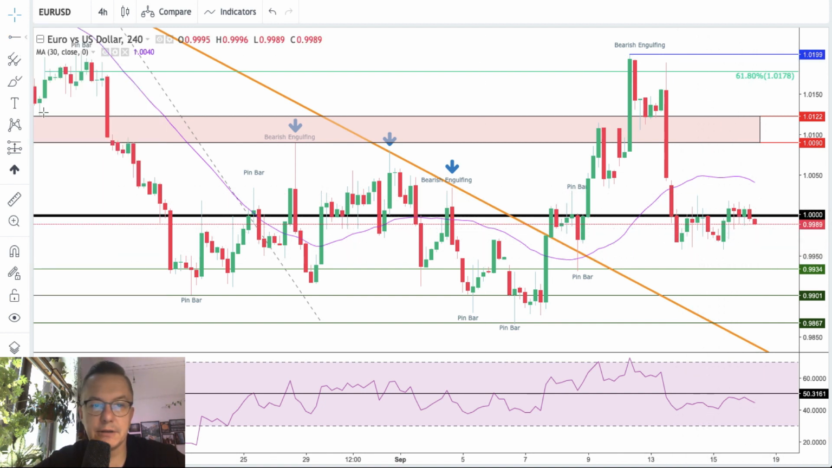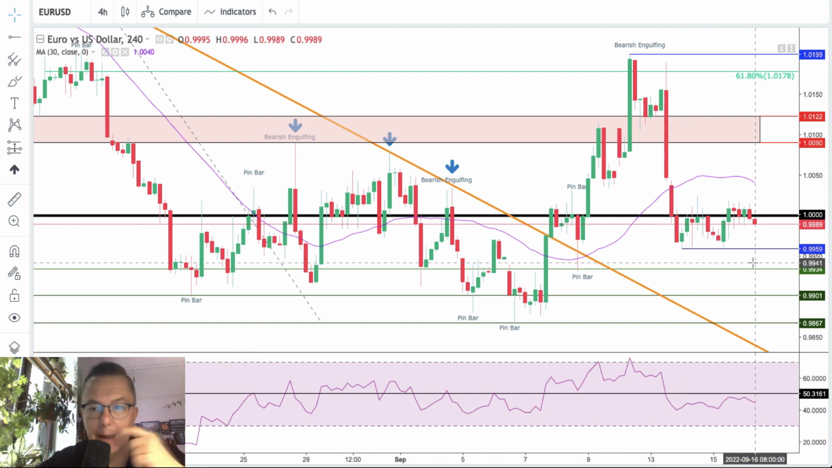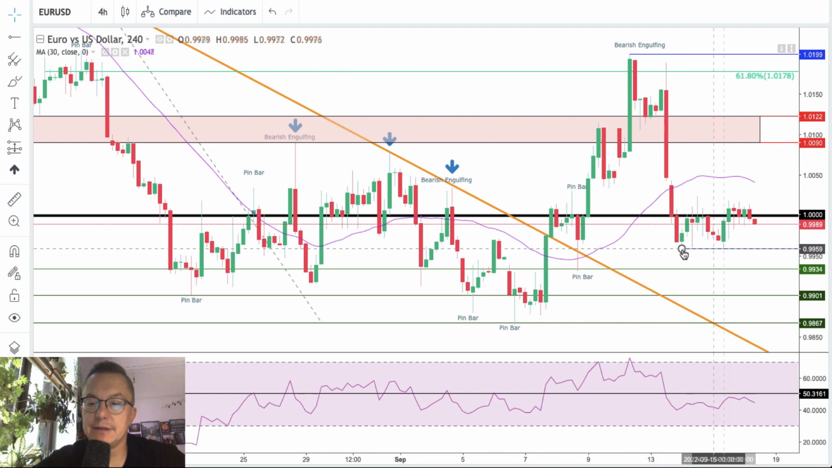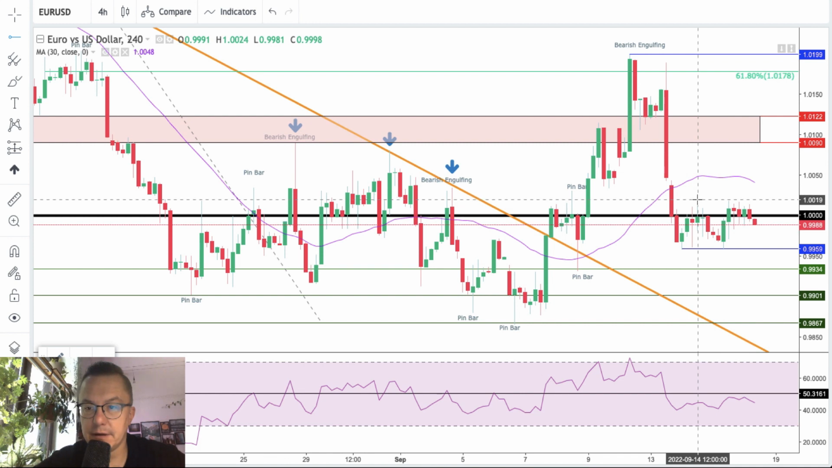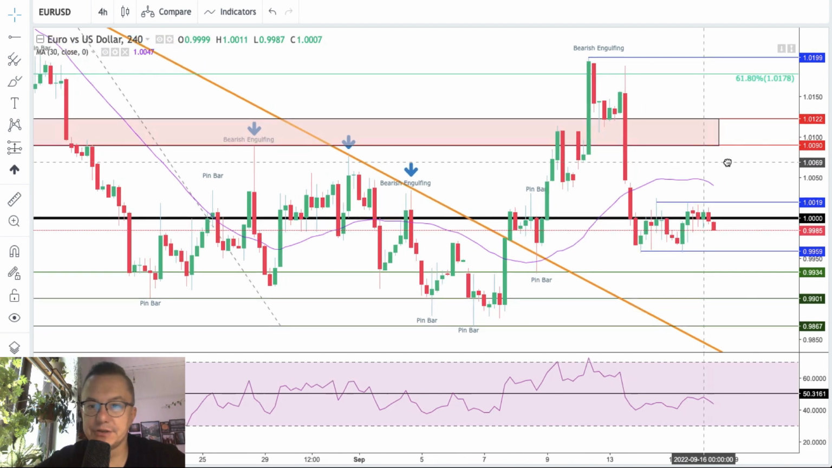The intraday support is located around yesterday's low, around the level of 0.9959. So that's the intraday technical support. The resistance is around the level of 1.0019, with the occasional spike to 1.0024. A spike like this might happen, but it's always very important where the candle closes.